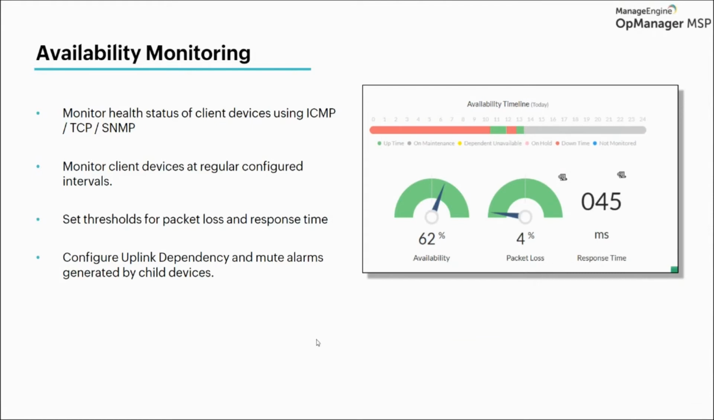And we can monitor the client devices at regular polling intervals. Let's say I want to monitor critical routers or switches or critical devices at a shorter polling interval of 1 minute, and less important ones like desktops or servers with a different polling interval of 30 or 15 minutes. Yes, you can do it. You can have custom polling intervals for various device types or based on your requirement or your customer's requirement. You can set thresholds for packet loss and response time, and also you can set uplink dependency and mute the alarm generation from the child devices when the parent device goes down.